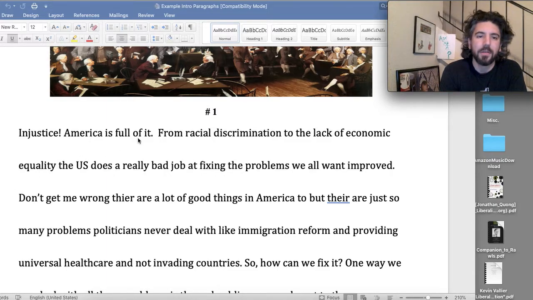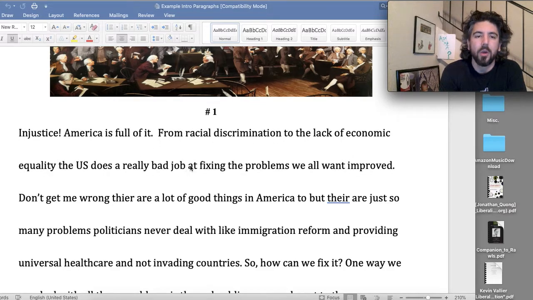"America is full of it. From racial discrimination to the lack of economic equality, the U.S. does a really bad job at fixing the problems we all want improved." From the beginning, you can tell the writing is disjointed, and you don't really know what the writer is talking about, right? It's very vague. Maybe it has something to do with racial discrimination. Maybe it has something to do with economic inequality. And then it's very informal.